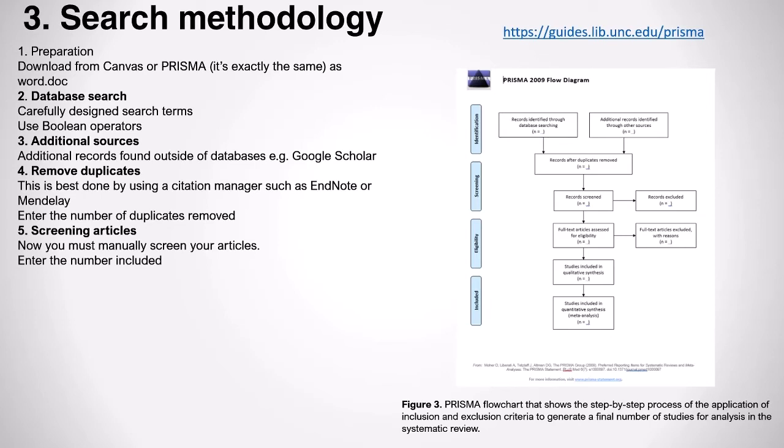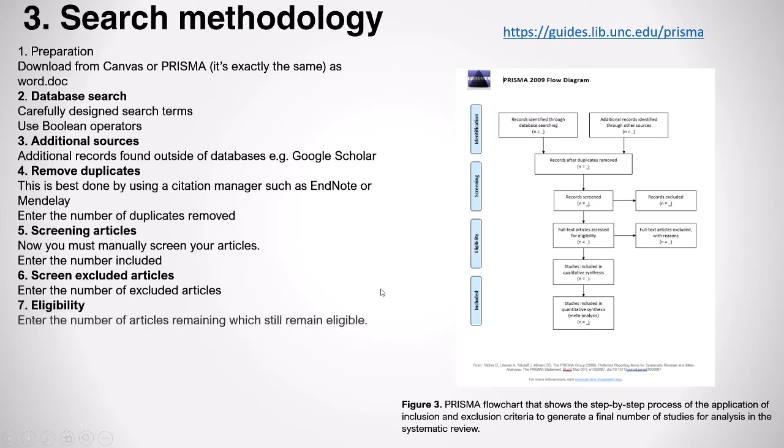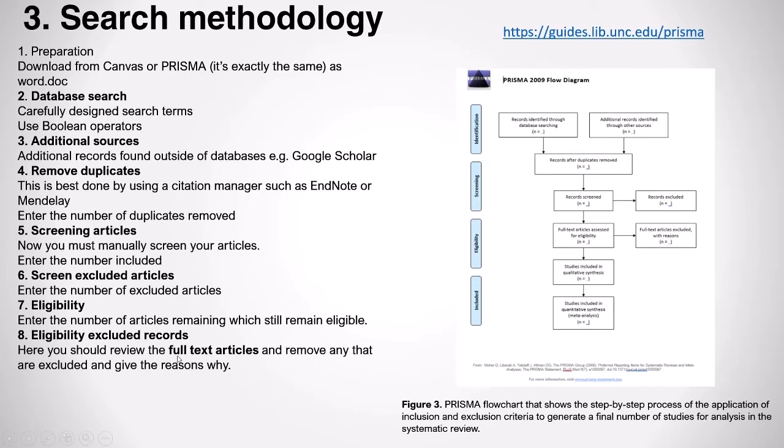And then once you've done that hand screening, just enter the number that have been included and the number that have been excluded. So you're at the screening stage here. And then after that, you would look back over what's been included and look for the full text articles. Do try and obtain all of the full text articles. It's only at this stage that you need to access them.